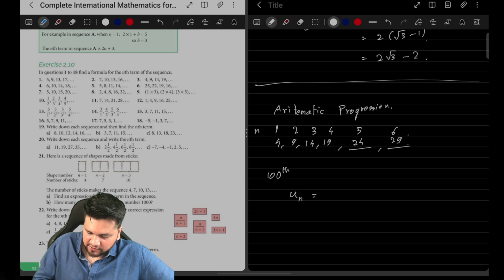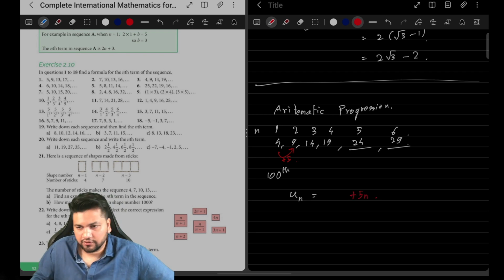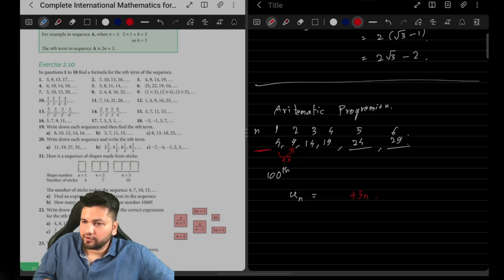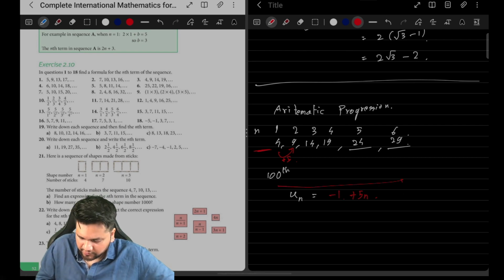So it's going to be what? So see, I am adding 5 to the previous number, right? So I'm adding 5 to the previous number. The shortcut would be what? It's going to be plus 5n for sure. Now if there would have been a previous term, what would it have been? I will subtract 5 from it, so it's going to be minus 1. That's going to be the formula for un.